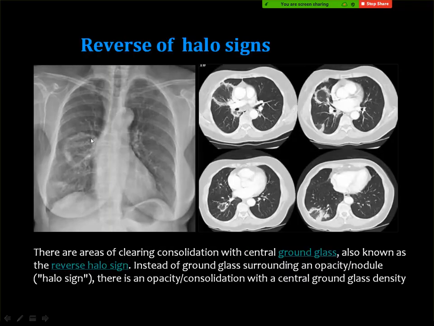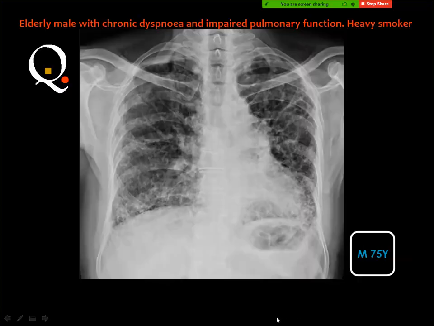And this is the classic appearance, which is not very informative in the plain film and can be mistaken for many other lesions. But in the CT scan, it's quite clear and very apparent, the reversed halo sign. Then this elderly male with chronic dyspnea and impaired pulmonary function, he is a heavy smoker.